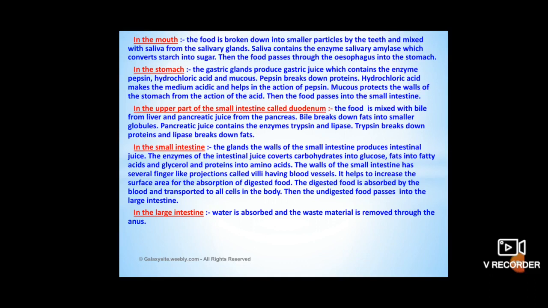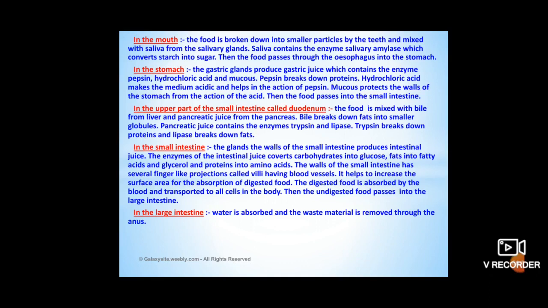Then after the proper mixing, the food enters the stomach with the help of the food pipe, which is also called the esophagus. The food passes from the mouth to the stomach through the food pipe. So now I hope you understand the role of the mouth in the process of the digestive system.